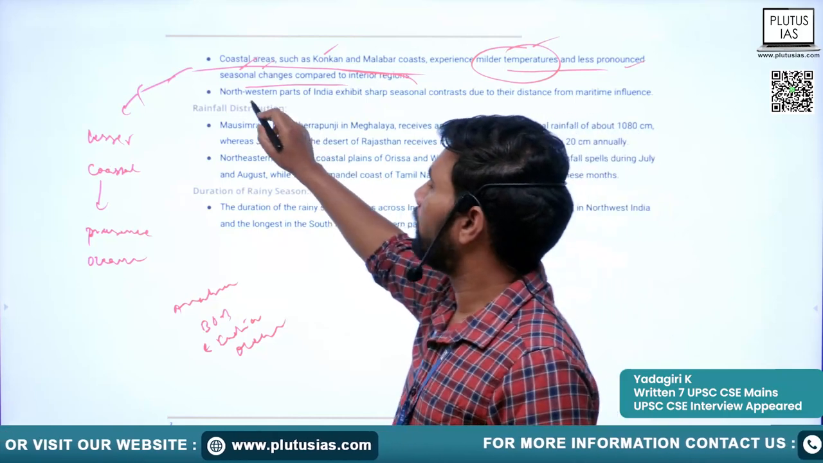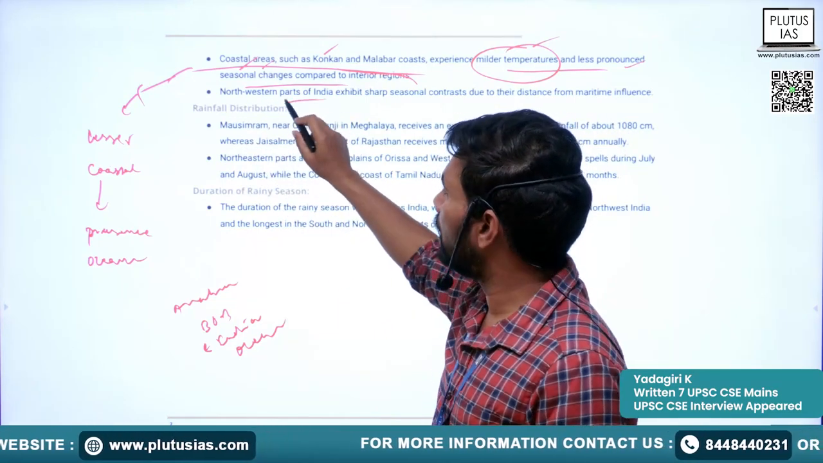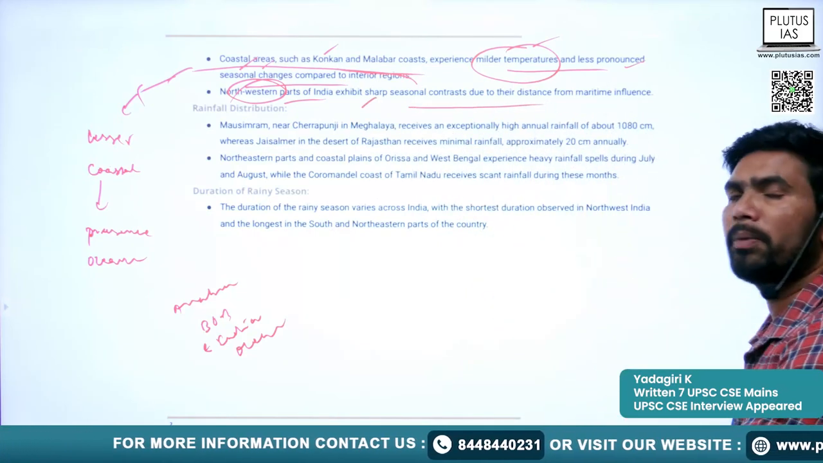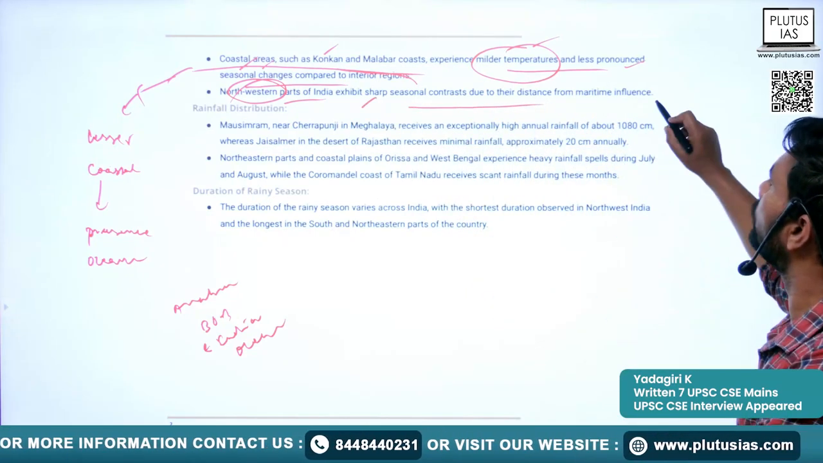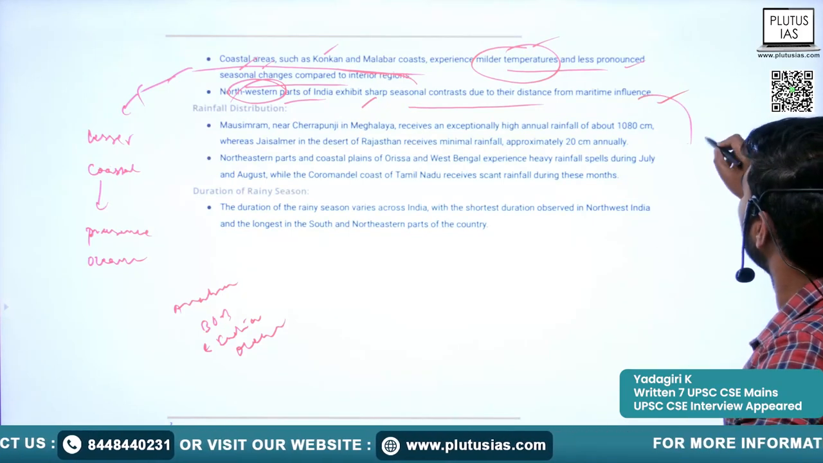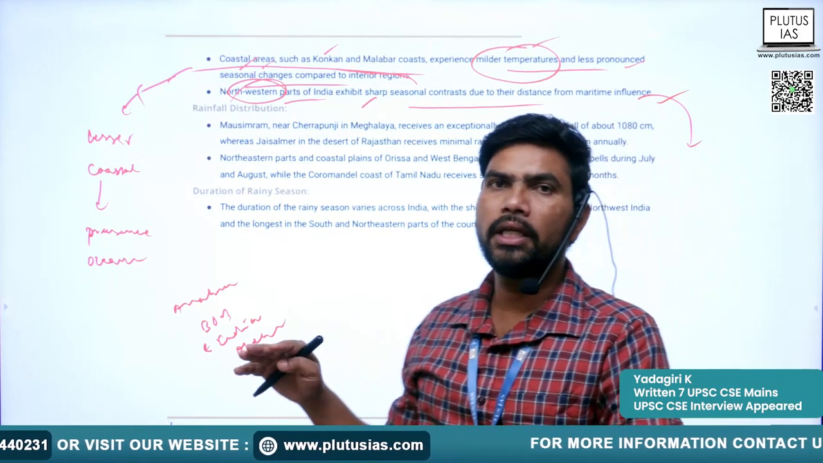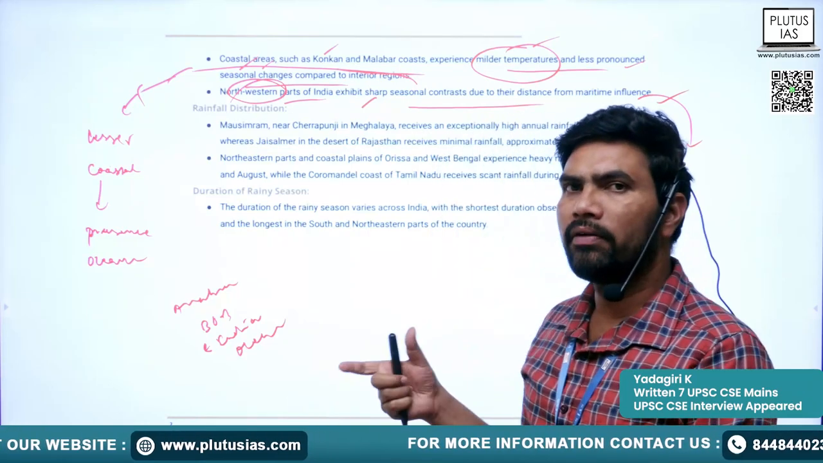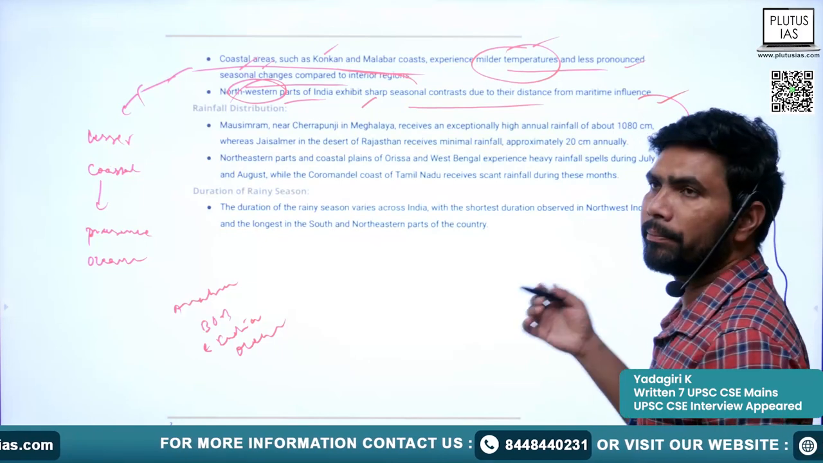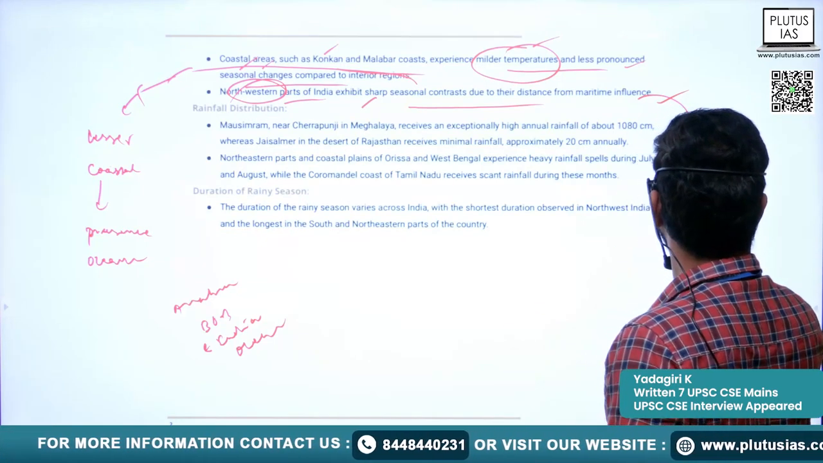Similarly, when we see the northern parts, especially the northwestern parts of India, they exhibit sharper seasonal contrast due to their distance from marine influence. Because they are located in the interior parts, the climatic variations are much higher. So we call this phenomenon continentality.